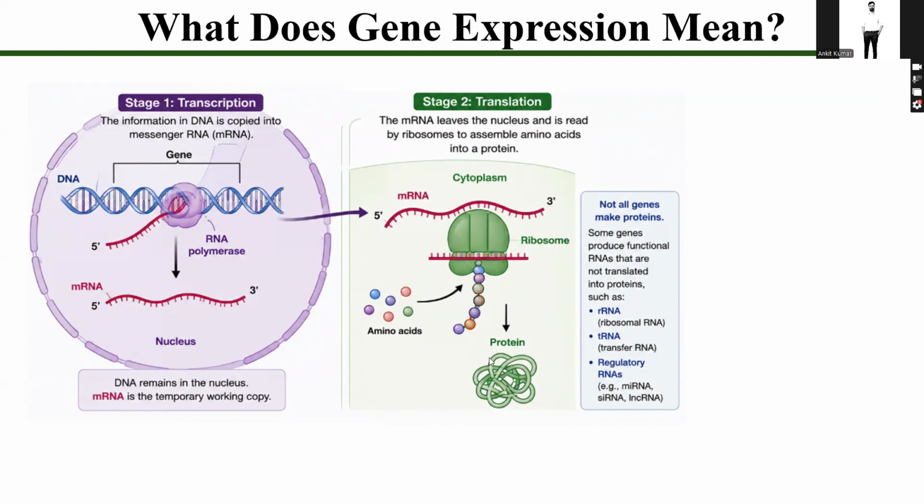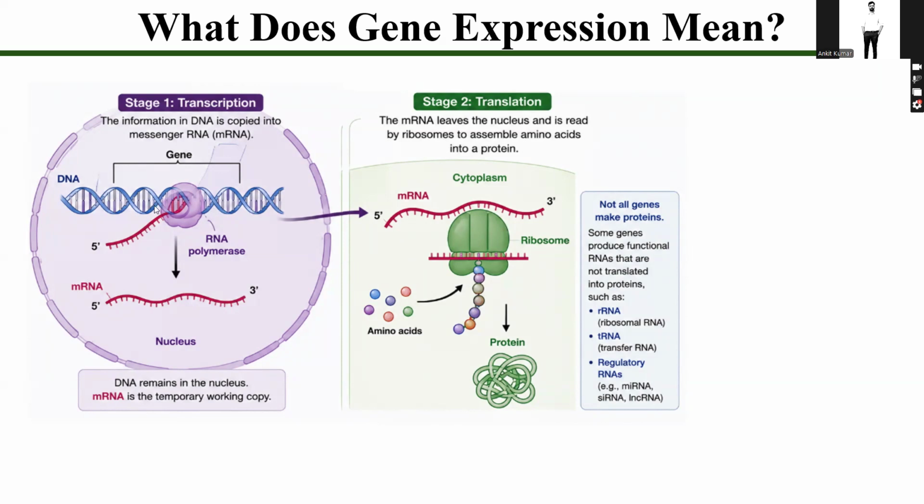So this is how the transcription and translation process occur, and this is known as the central diagram in molecular biology, where mRNA gets converted from the DNA, and then mRNA will serve as a template for producing the protein in the ribosome. So this is all about what gene expression means.